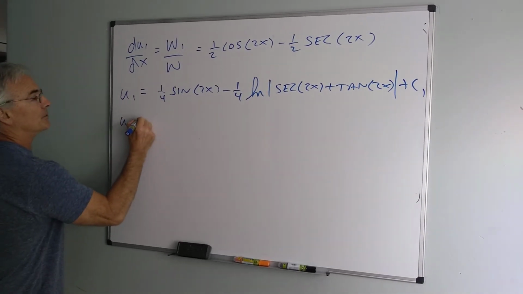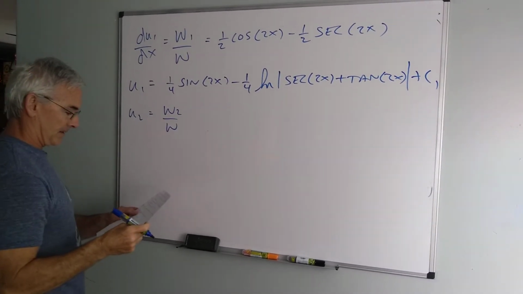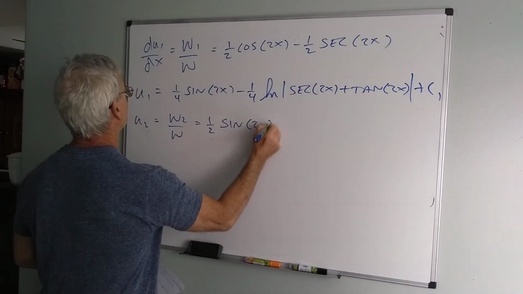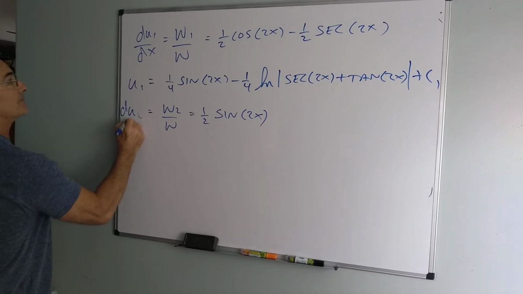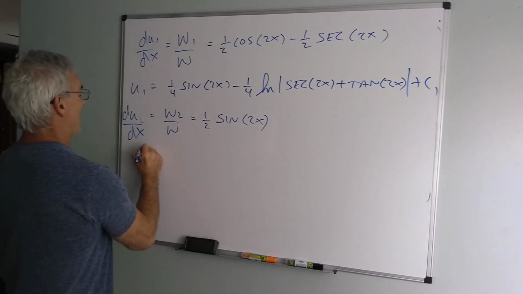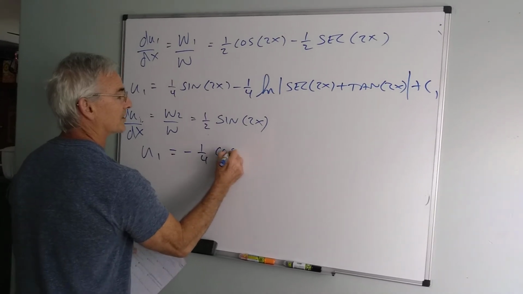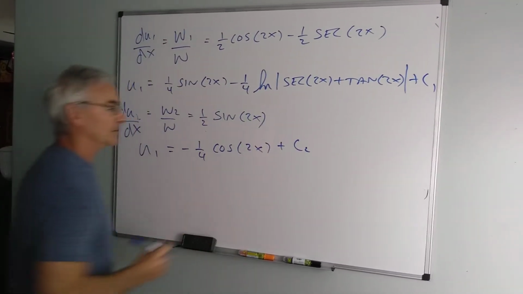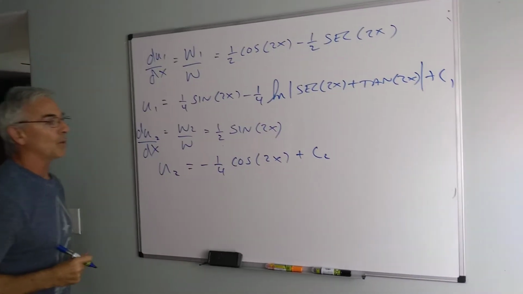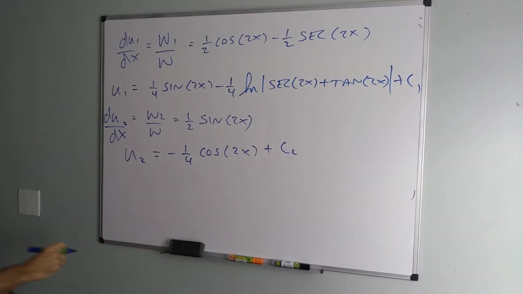Then u2, which is w2 over w, is simply 1/2 times the sine of 2x, and that gives us that u2, which is the antiderivative of this guy, will be negative 1/4 times the cosine of 2x plus c2. Now that I've got my u1 and my u2, I go back to the original statement of our proposed solution, and I just simply plug those in.